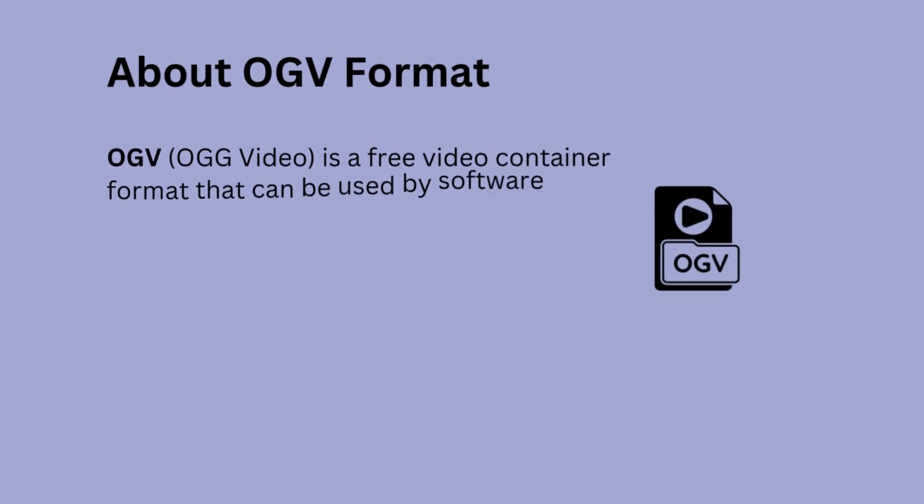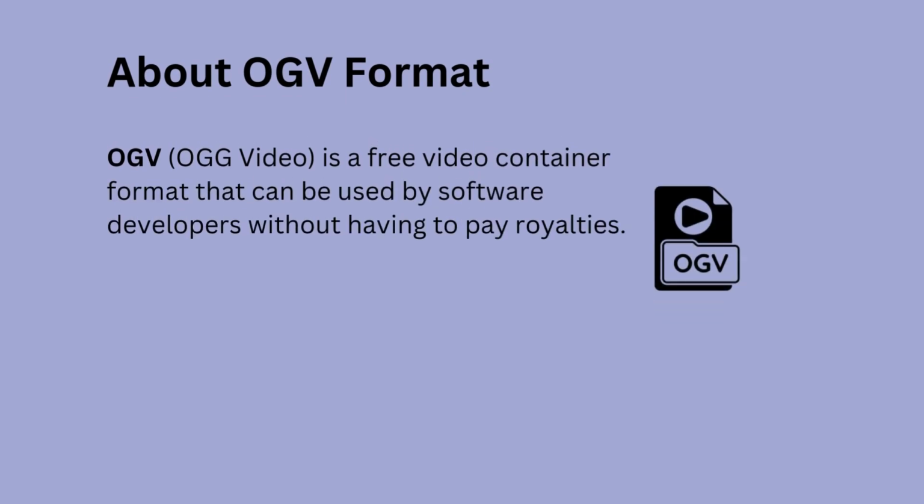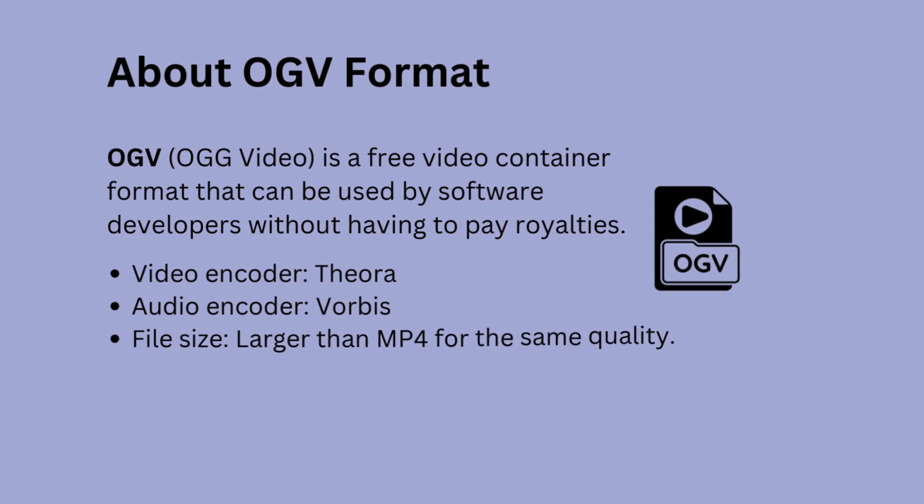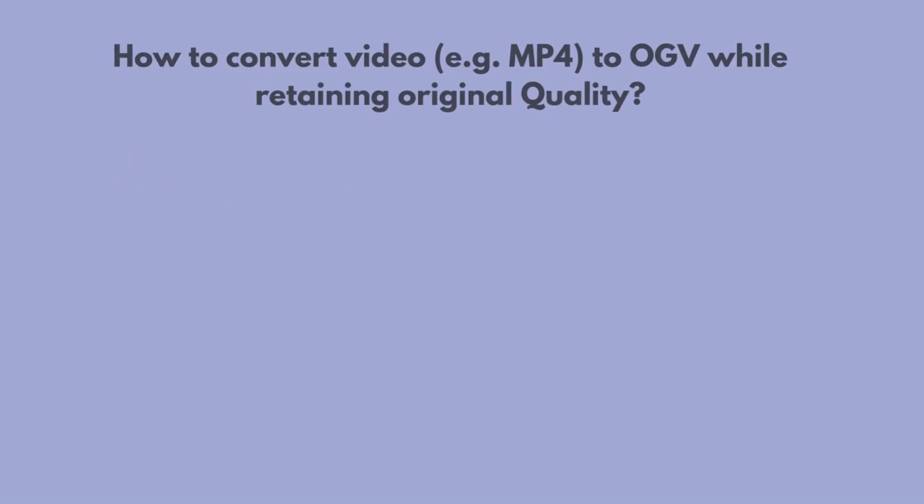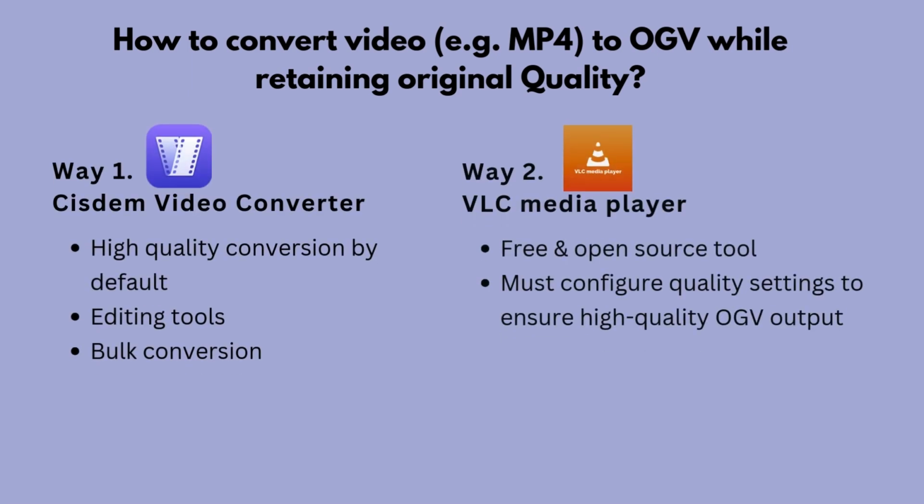OGV is a free and open-source video format that can be used by software developers without paying royalties. It uses the Theora video codec and Vorbis audio format, and is larger in size compared to MP4 videos at the same quality. This video tutorial will show you how to convert MP4 or other video formats to OGV while preserving the quality. The tools we covered are Cisdem Video Converter and VLC. Choose the way you prefer.